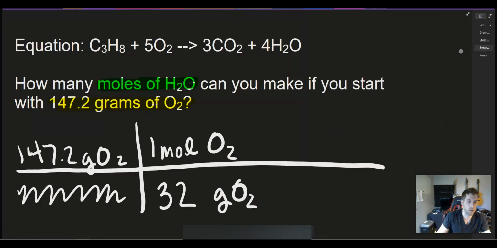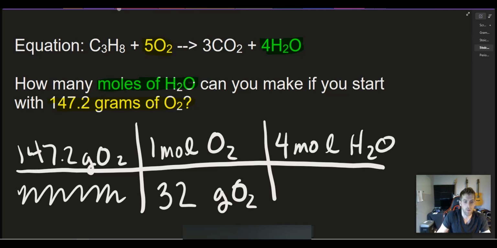32 grams of O2. Okay. Now we can do our mole ratio. We need to utilize our balanced equation on top here. So we have O2, which I'll highlight in yellow. We have 5 moles of O2. We also see that we have water. We have 4 moles of water. So we want to end up with that water. So we have 4 moles of H2O for every 5 moles of oxygen gas.